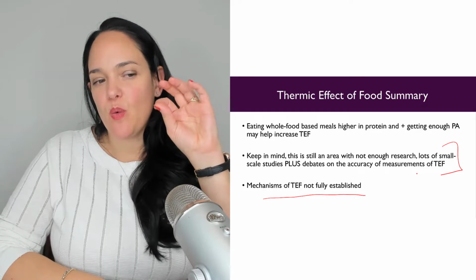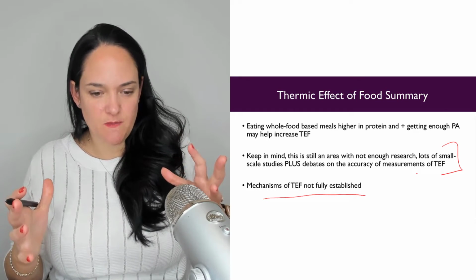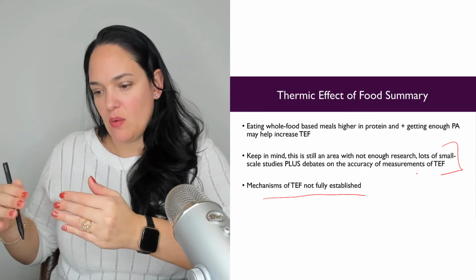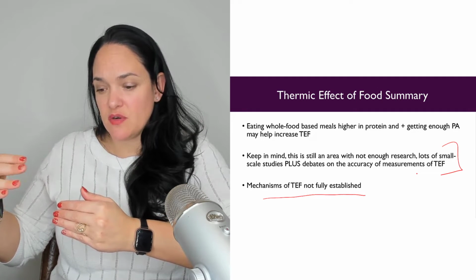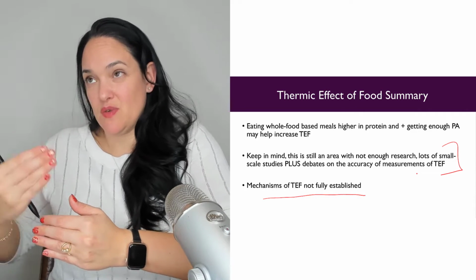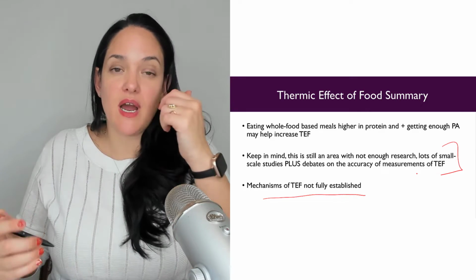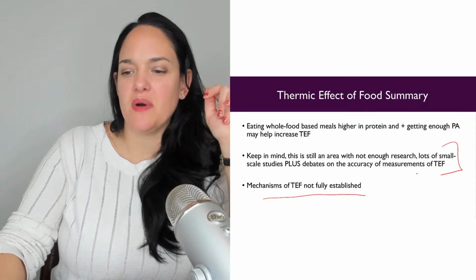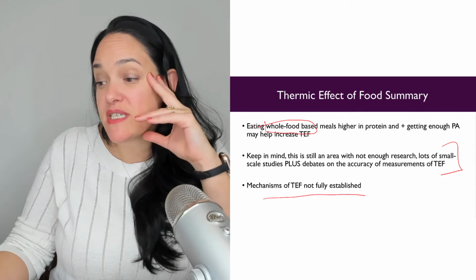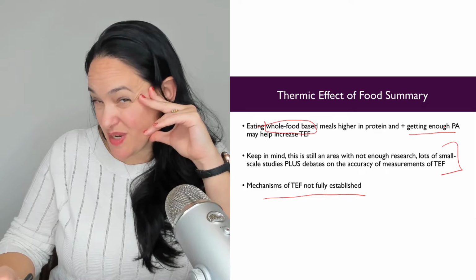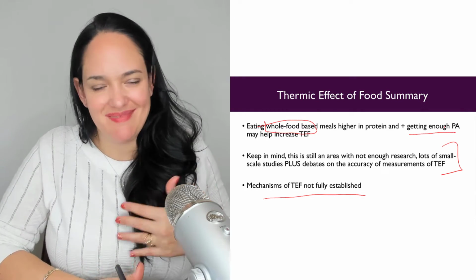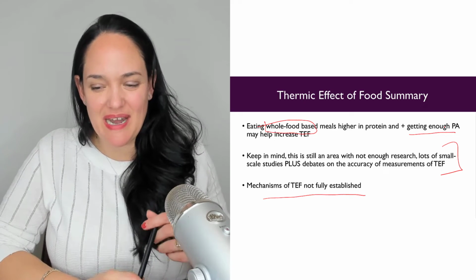So what I really want you to take from this is one of the things that contributes to energy expenditure is the thermic effect of food. One of the best ways to increase the thermic effect of food and burn more calories from just processing the foods we eat is to consume meals that are higher in protein. Okay, and as always, I'm always going to recommend whole food based meals. Okay, there is some evidence also that getting enough physical activity might help improve the thermic effect of food. That's a bit debatable, but I'm never not going to recommend being more active as well.